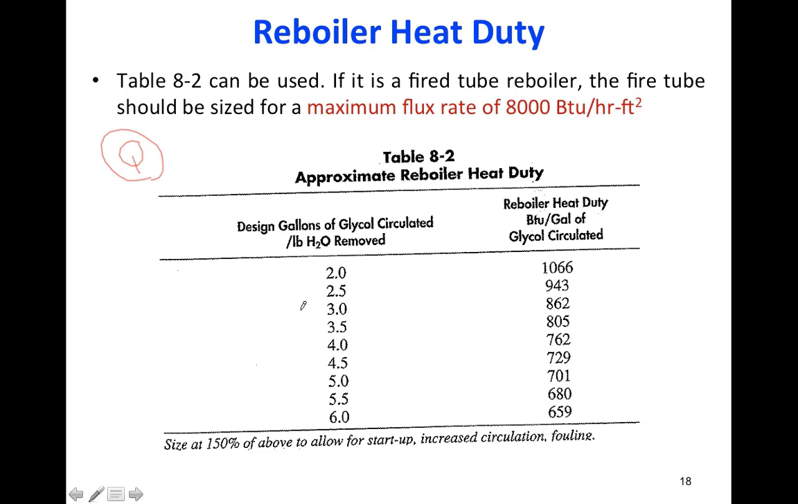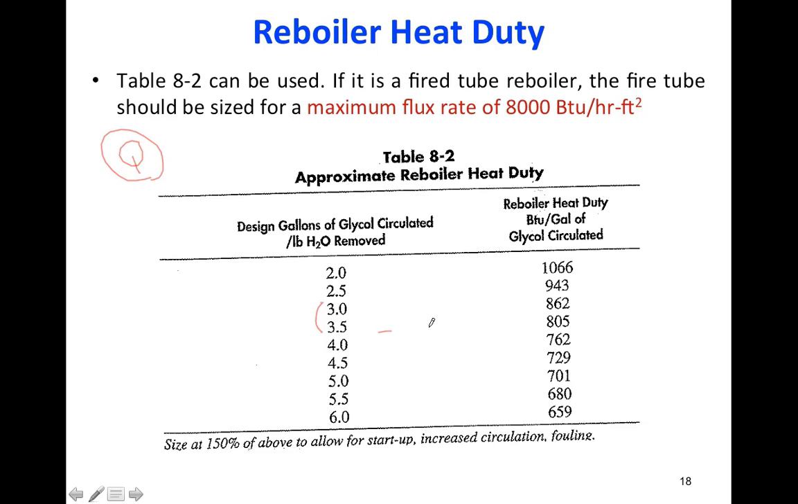Okay, so as I said, the circulation rate of glycol is an important parameter, and that will affect the heat duty of the reboiler. As I said, it can be something between 2 to 7. Something around 3.5 is normal operation. So this is the amount of gallons of glycol that is needed to remove each pound of water.